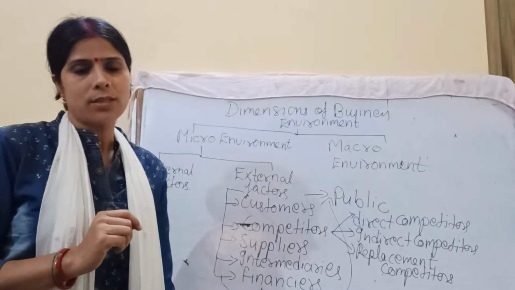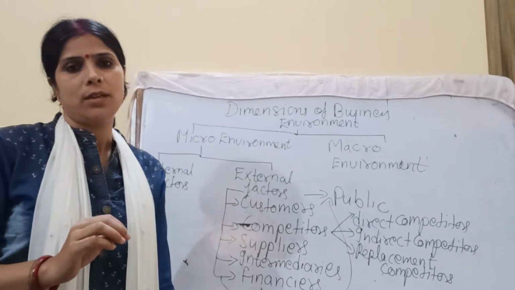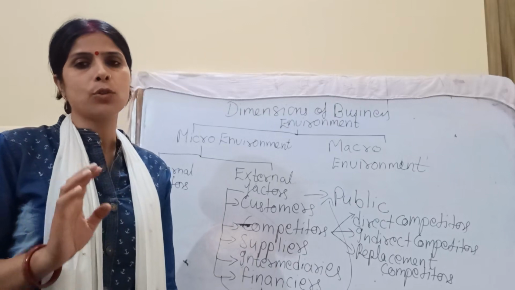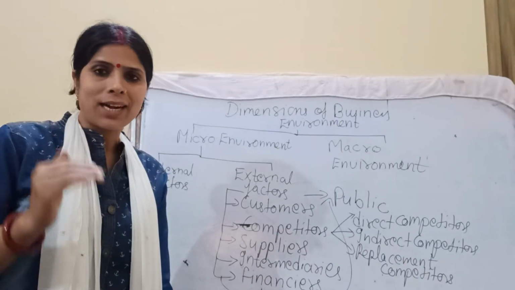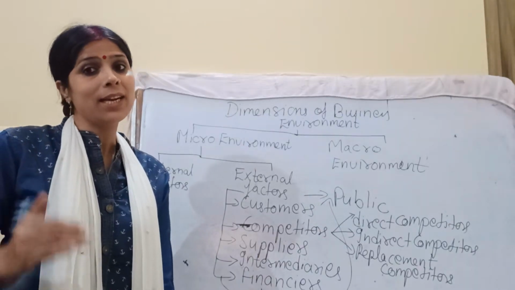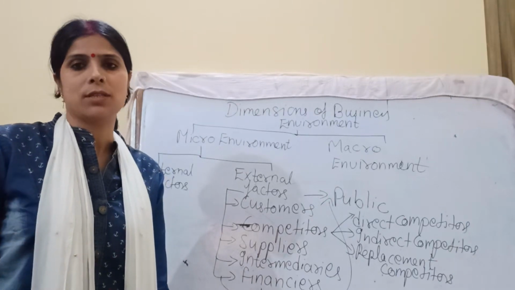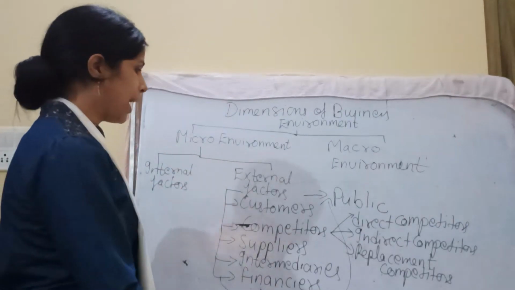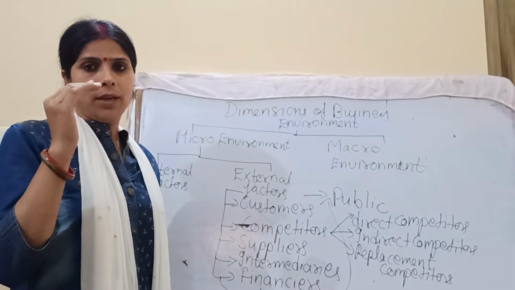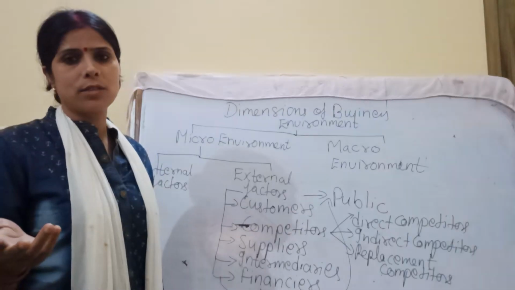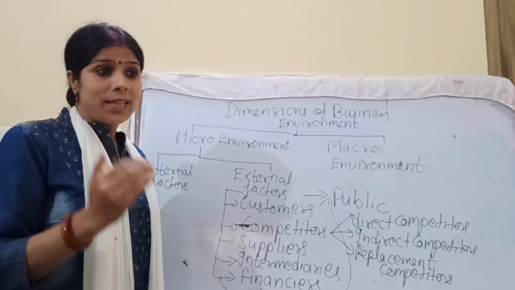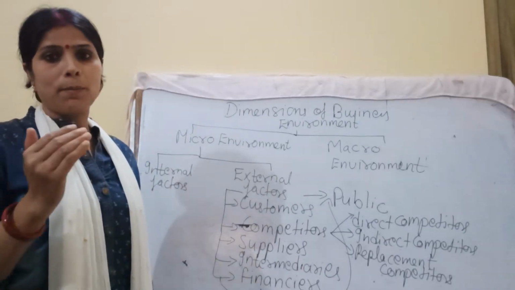As we have already discussed, business includes stakeholders. Stakeholders are those who are directly or indirectly affected by the functioning of the business, and they can directly and indirectly influence the functioning of the business concerns. Now this public can include NGOs, environmentalists, media persons. All these are included as public. They can influence the business concerns.